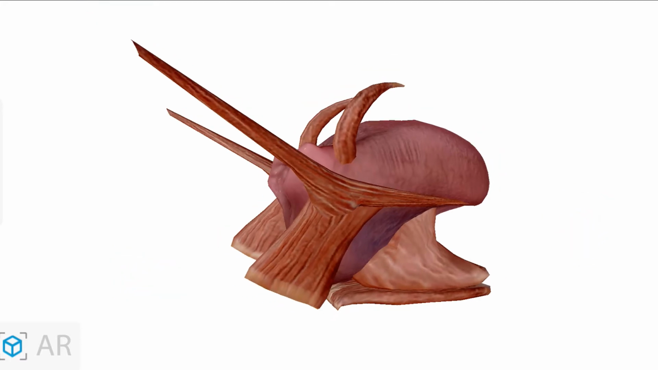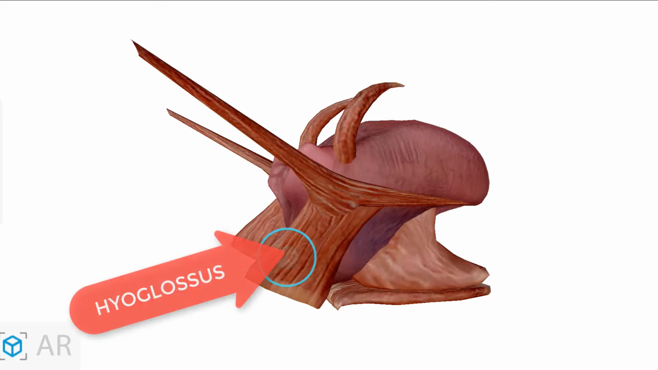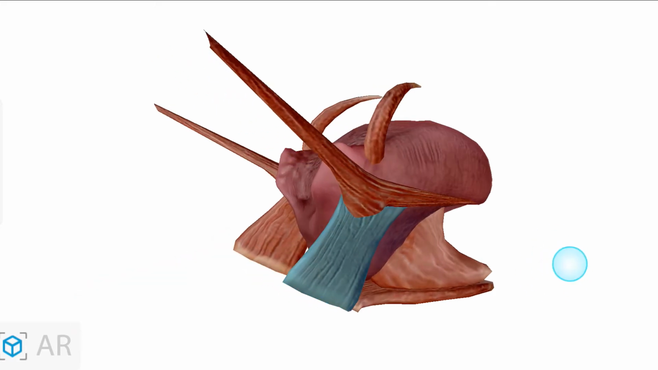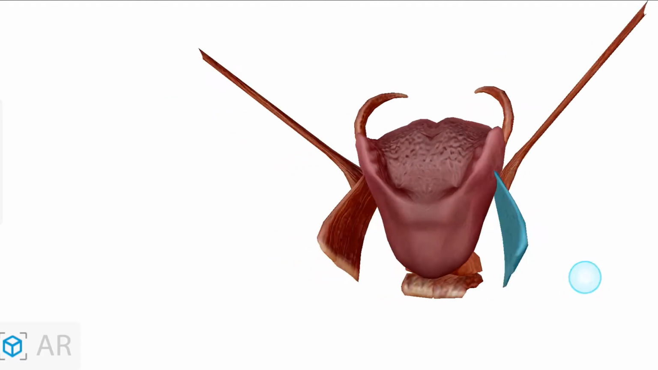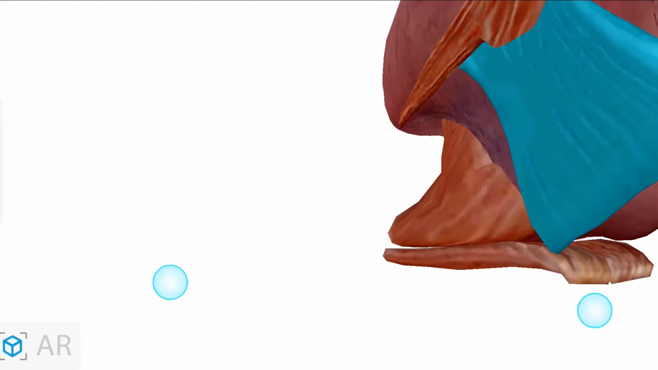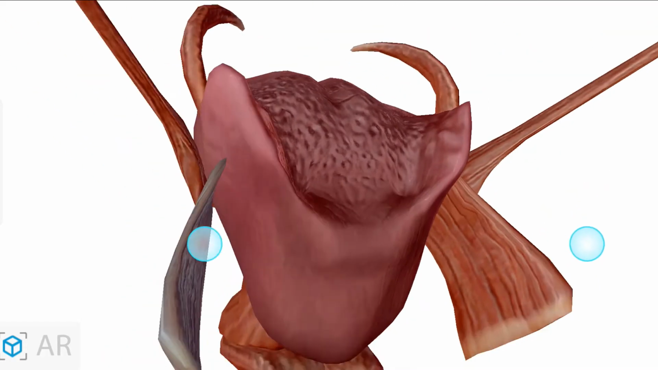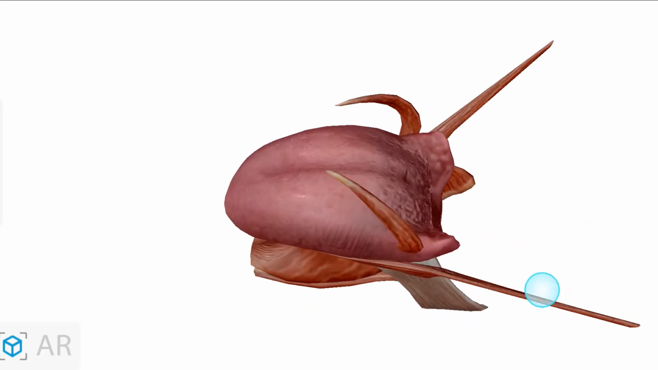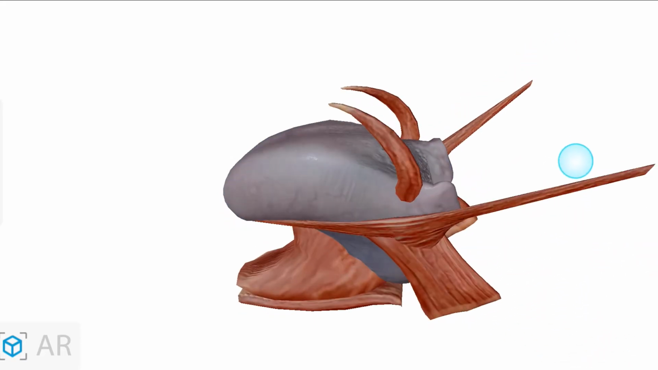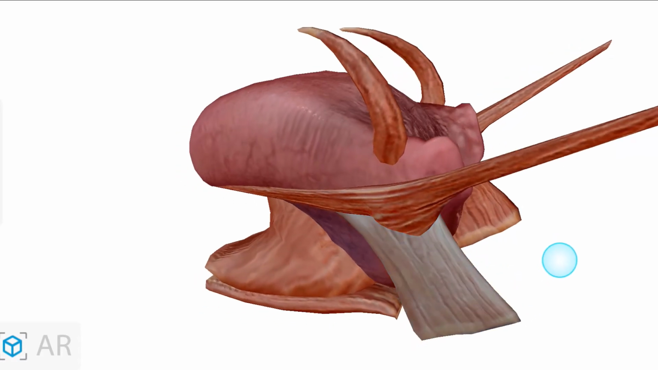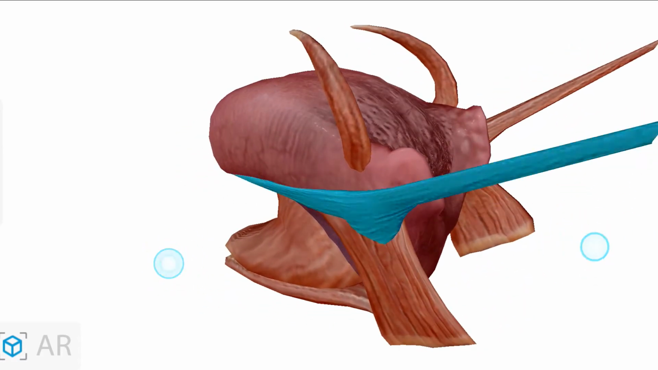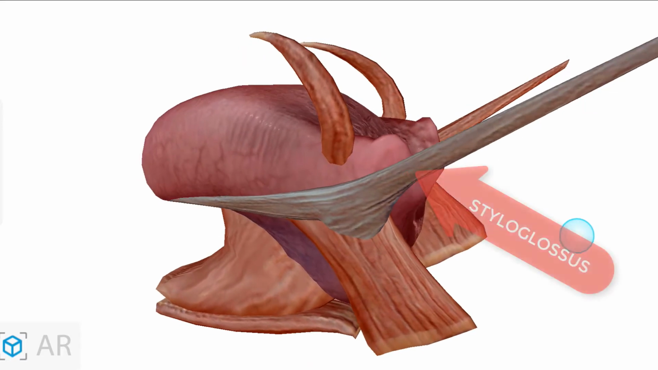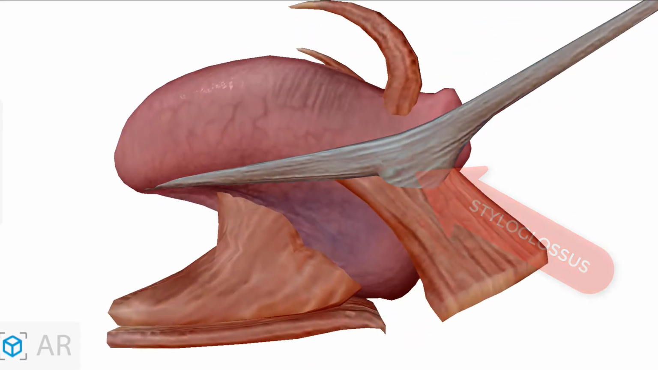So guys, now I am showing you the 3D diagram of the different types of tongue muscles. First of all, I will deal with the hyoglossus muscle. The blue structure here that I have marked is the hyoglossus muscle. Here this is the tongue and this is the hyoglossus muscle, and now this one is the styloglossus muscle.